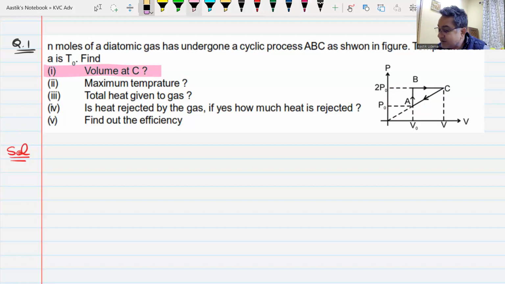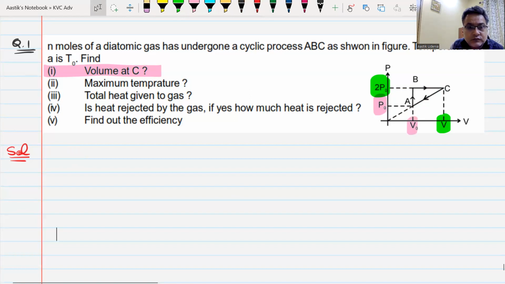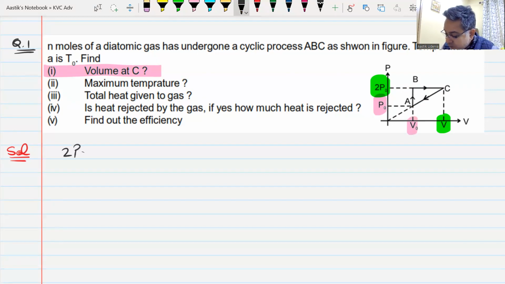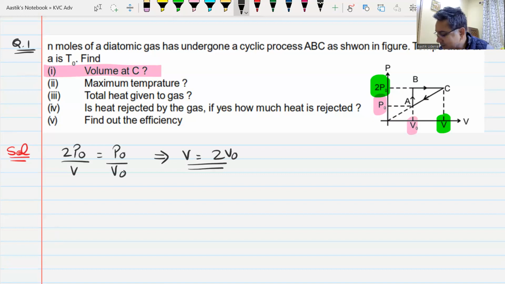So you can write P naught divided by V naught equal to 2 P naught divided by V. Yes or no? So 2 P naught divided by V will be equal to P naught divided by V naught. From there you can get V equal to 2V naught. Yes or no?